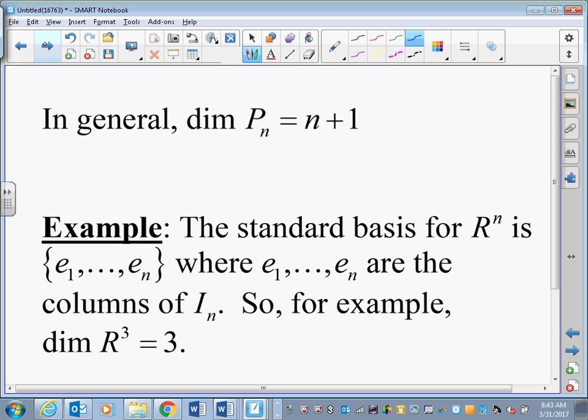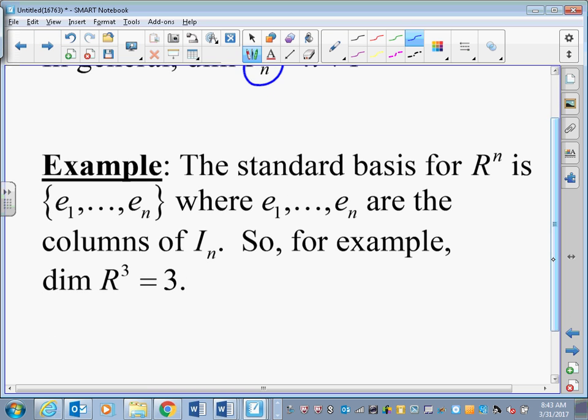The dimensions of a polynomial, not R, but the polynomial, we have one more thing, and that's what I was trying to say last class, because I knew it was coming. The standard basis for Rn are those same things. 1, 0, 0; 0, 1, 0. Basically, it's the identity matrix mushed together. So that's why the dimensions have to have the same number of vectors in that one.